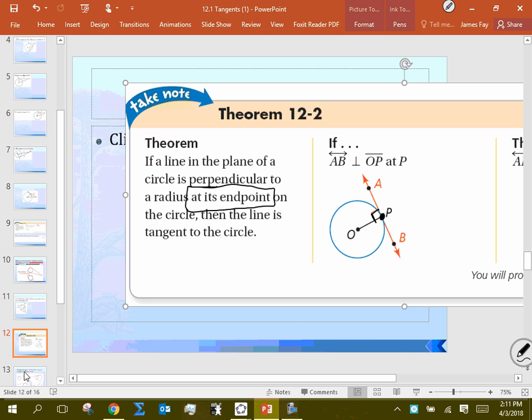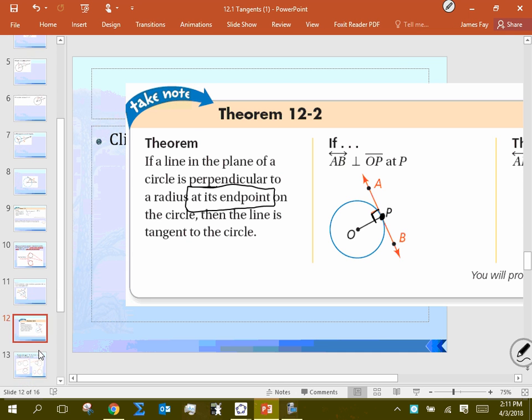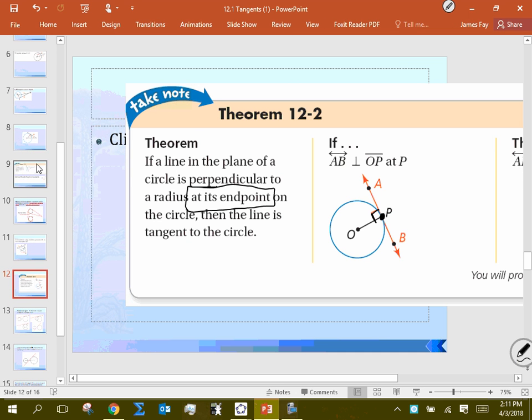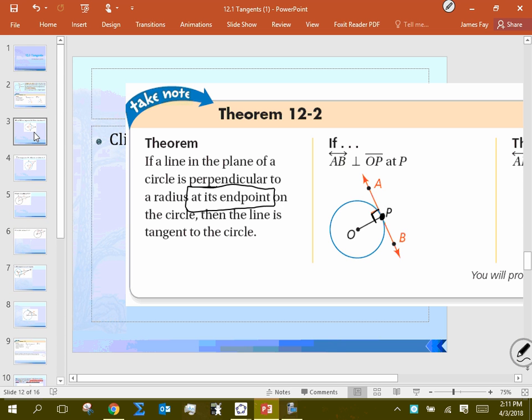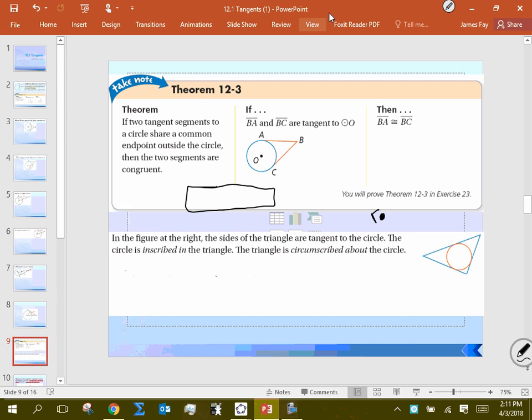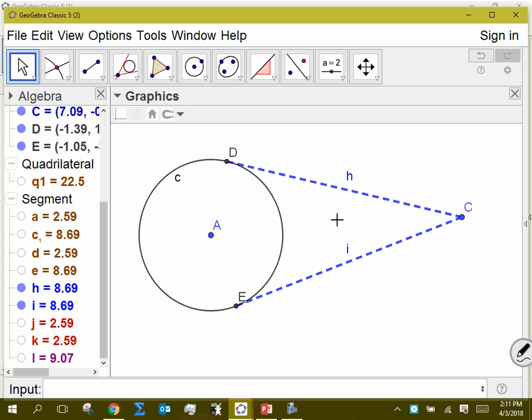It says, let me find where it's at. Right here. If two tangent segments to a circle share a common endpoint, so in this case that point B, then the two segments are congruent. So those two red segments are the same length. And that's what we're seeing here. But I want you guys to recognize why this is true.